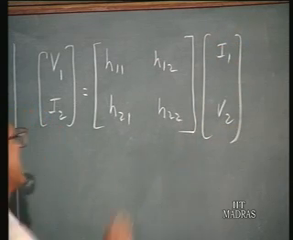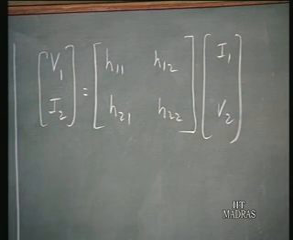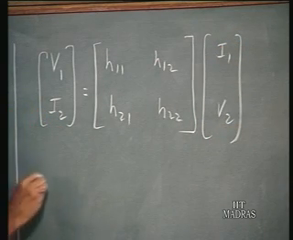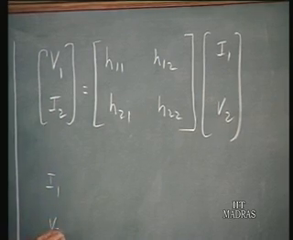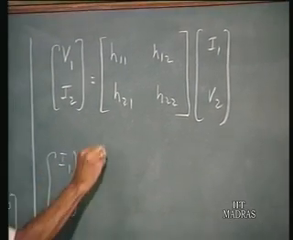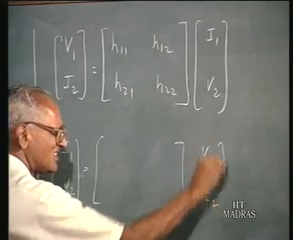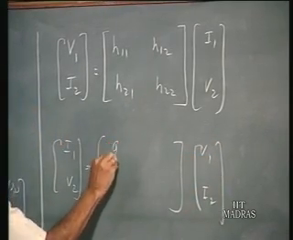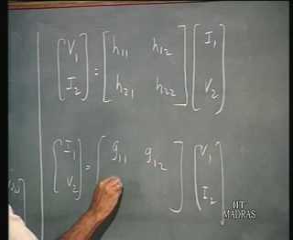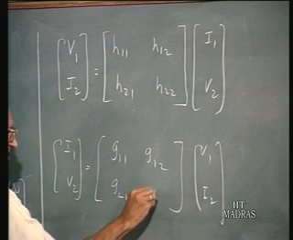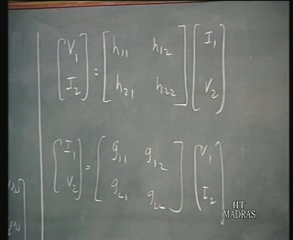Again, I am dropping the functional notation for convenience. You can also express I1 and V2 in terms of V1 and I2. Normally, these are referred to as G11, G12, G21, and G22. These are called hybrid parameters, or H parameters.